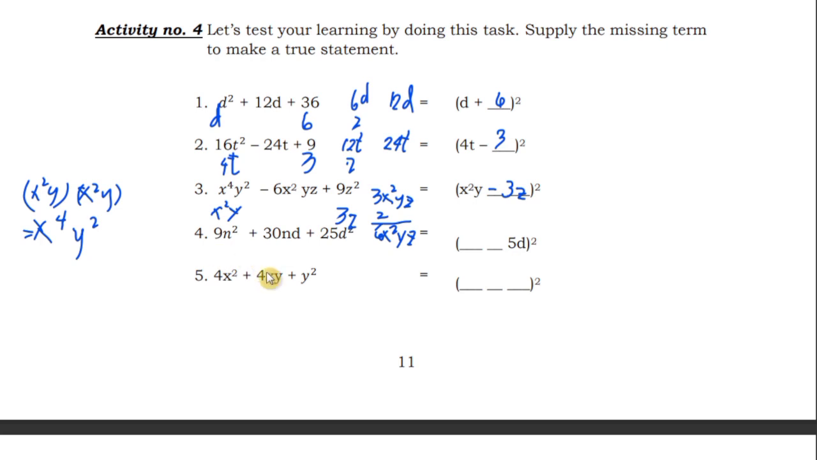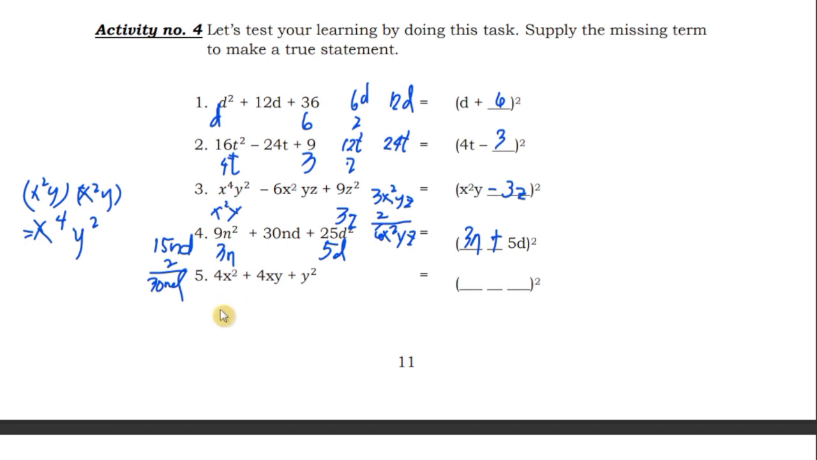Next, the given is 9n squared plus 30nd plus 25d squared. So 9n squared is a perfect square of 3n. 25d squared is a perfect square of 5d. Multiplying the two, we come up with 15nd, times 2, we have 30nd. So therefore this is the same as the middle term, so there we have now (3n plus 5d) quantity squared.